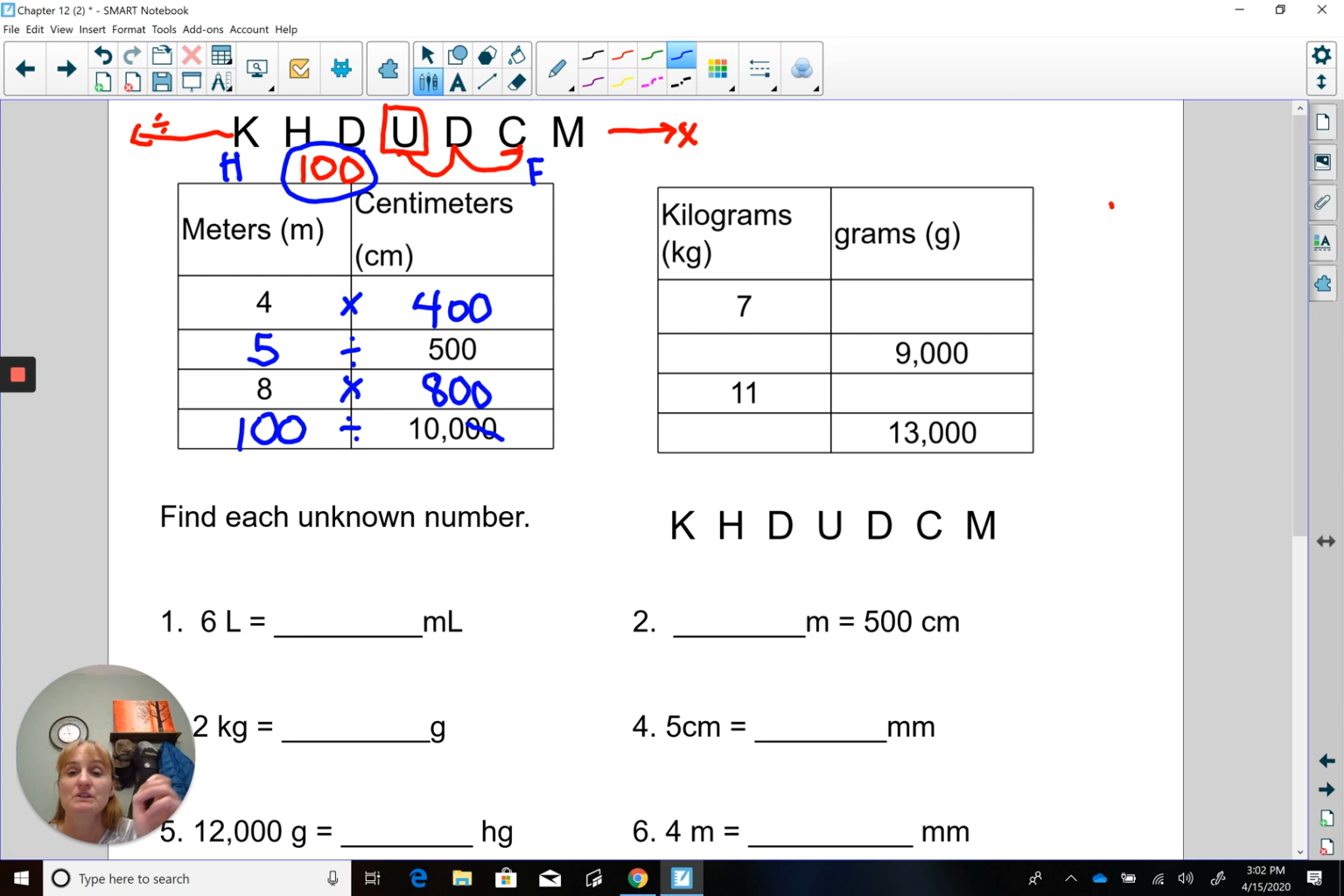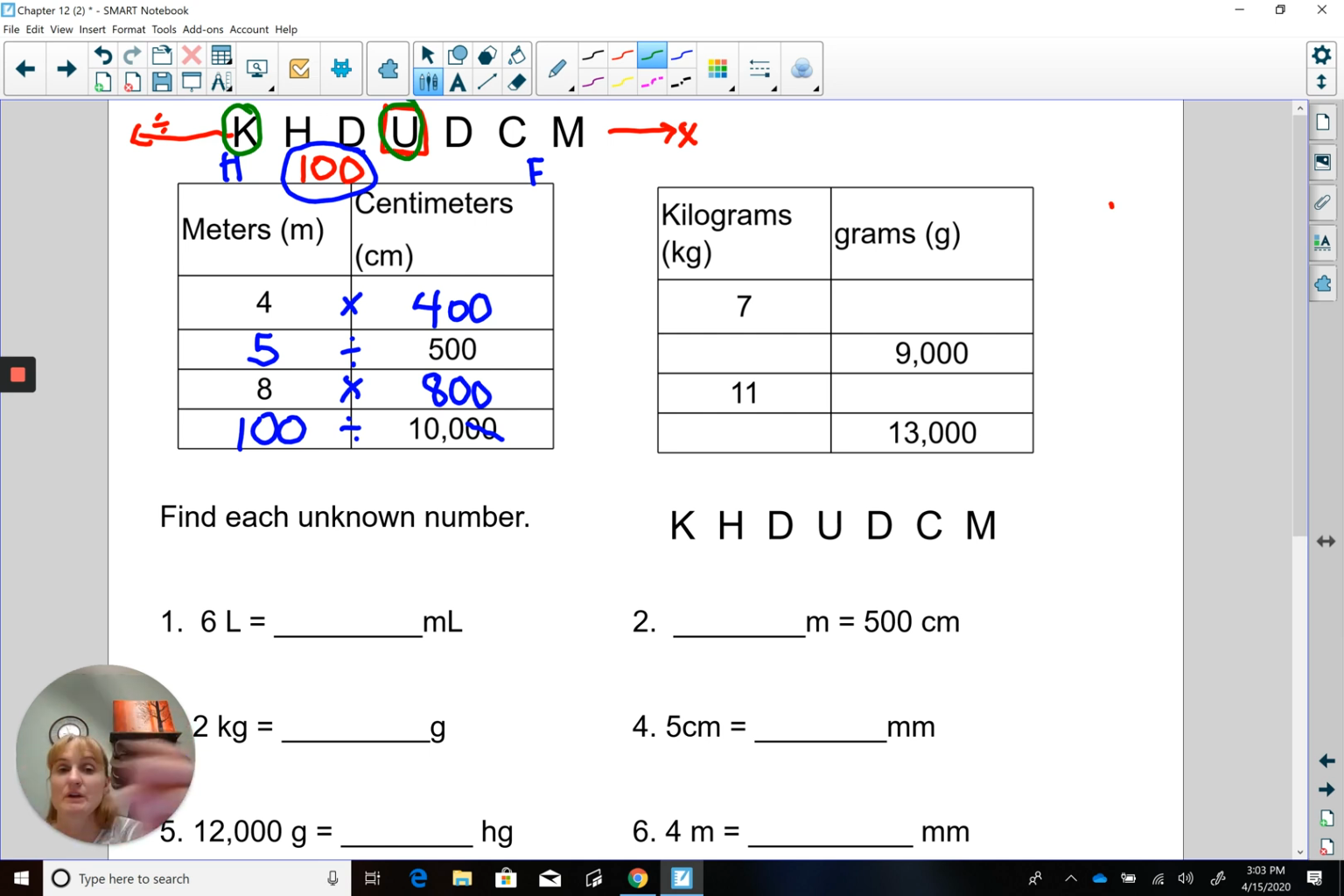So now let's go on and look at kilogram to gram. Okay? So first of all, I'm going to back up and erase some of this. Just that part. Okay, we have a kilogram to gram. Well, here is our kilogram. And our gram is our unit. So which one is your horse? Which one is your fly?